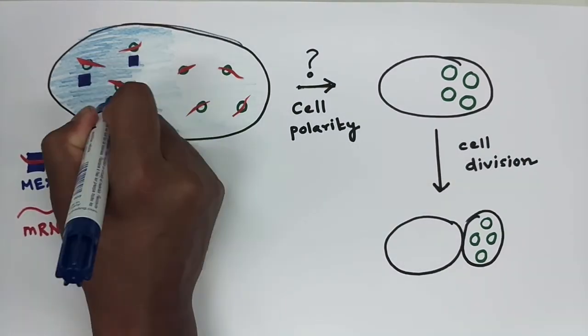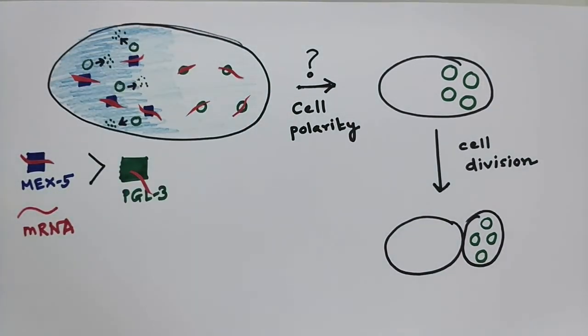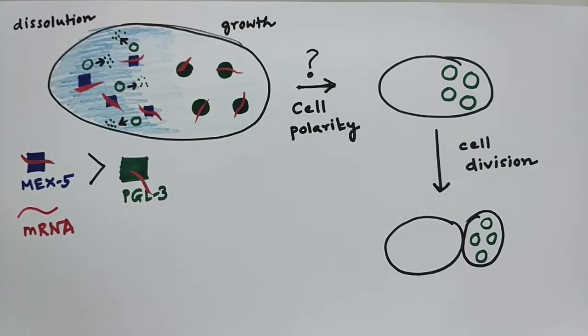Where MEX5 levels are high, MEX5 takes away mRNA from PGL3 and P granules dissolve. But on the other side of the embryo, where MEX5 concentration is low, P granules persist and grow. So dissolution on one side and growth on the other side leads to P granule segregation.